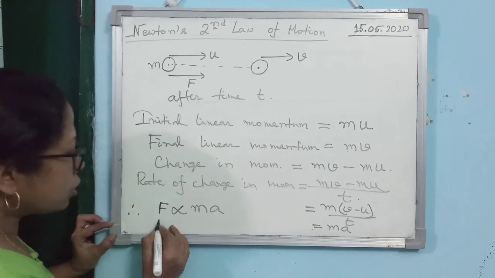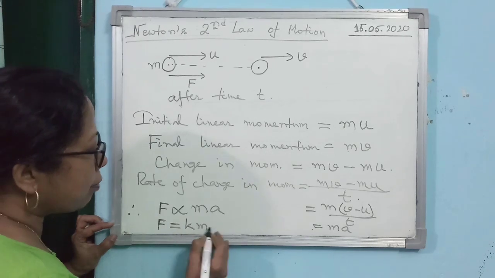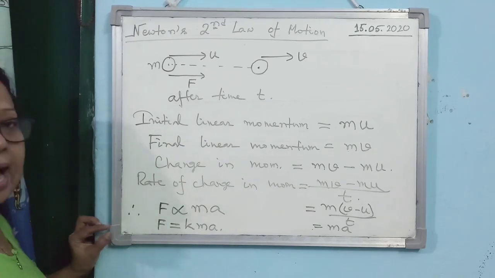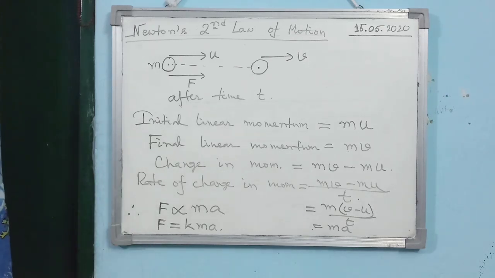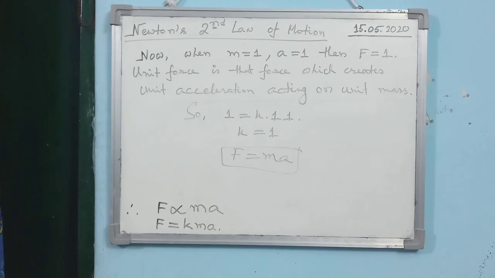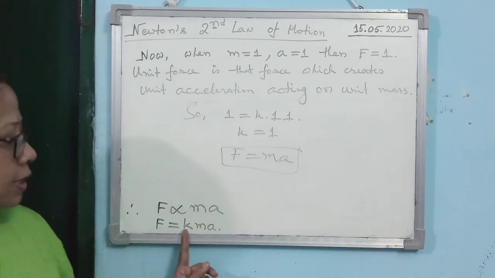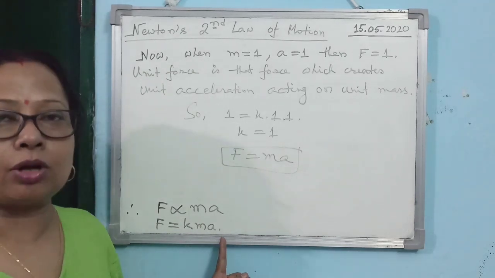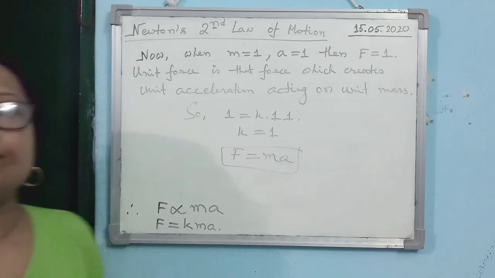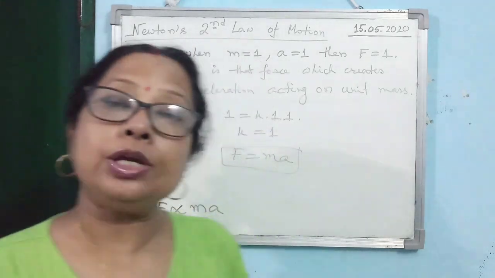Is that clear? So you can write F is equal to some constant into acceleration. Alright? Now, how are we getting the value of the constant? If F is proportional to mass into acceleration, you can write force is equal to some constant K into mass into acceleration. Now, how can we get the value of K? You can get the value of K from the definition of unit force.